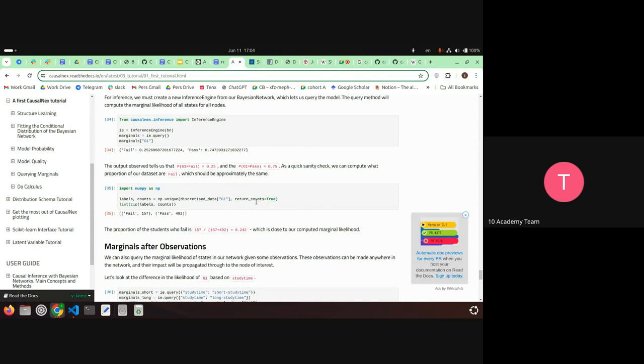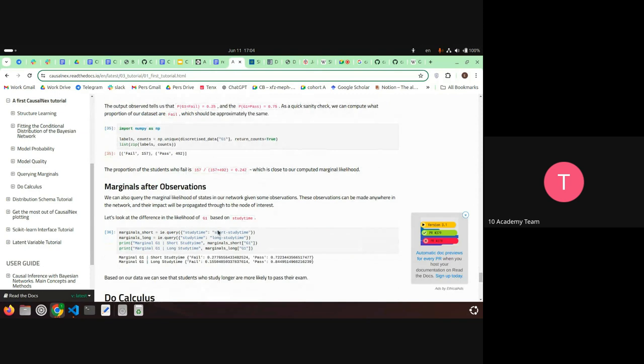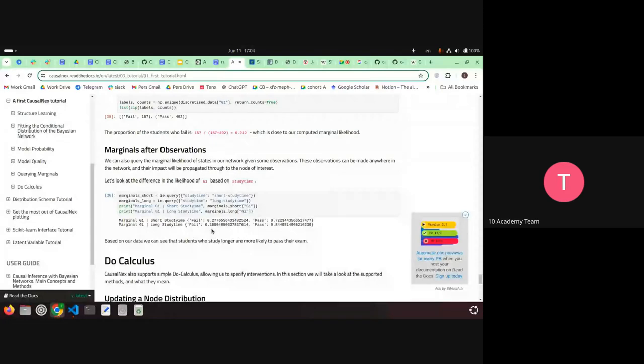You can also pass observations and get, if a particular variable has this value, what is going to be the result for the effect on G1, for example. If the study time is short, tell me what is the probability of G1. So for short study time, I'm getting the probability for fail and pass. For long study time, I'm getting the probability for fail and pass. And you can see that for long study time, the probability of failure is less than with short study time. The difference is not too big. So it's 0.2 and this is 0.15.